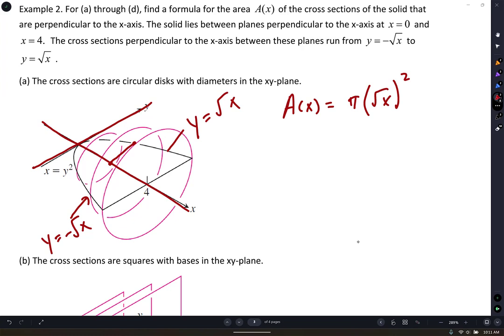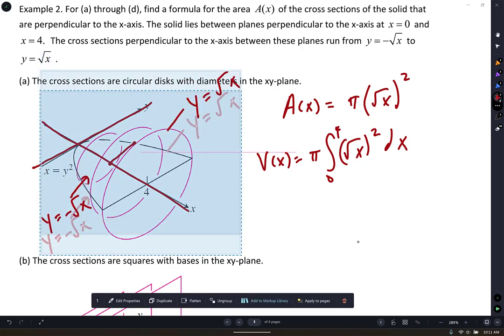If you wanted to find the volume, they're not asking for it. If you wanted the volume, it would be volume in terms of x equals pi on the outside, integral from 0 to 4 of square root of x squared dx. So this is one you could do by hand. And that's it. How do we feel, guys? Nothing crazy, right? Okay. Let's go to the next one.